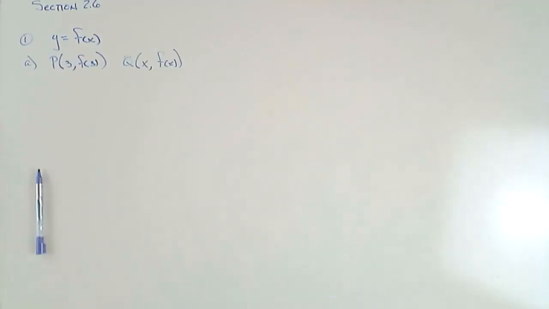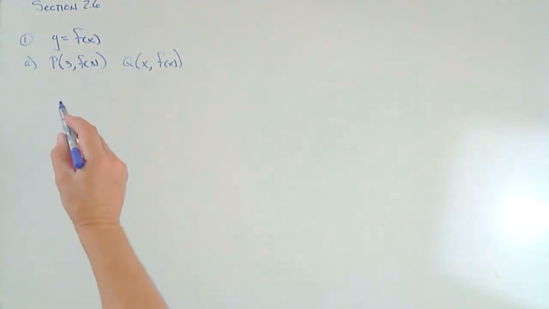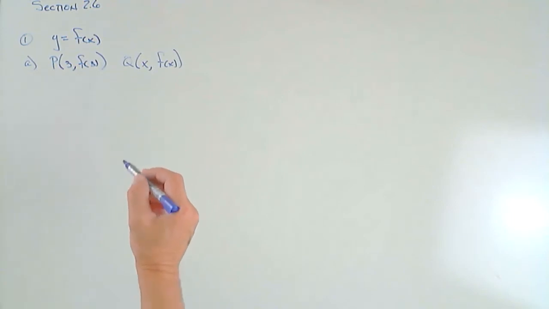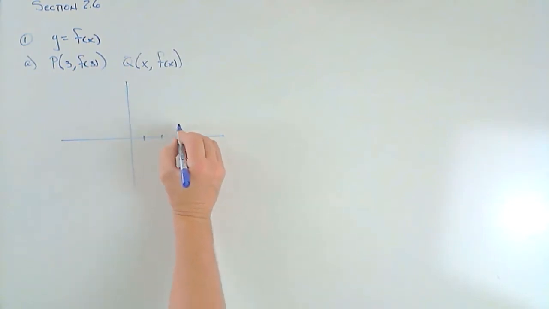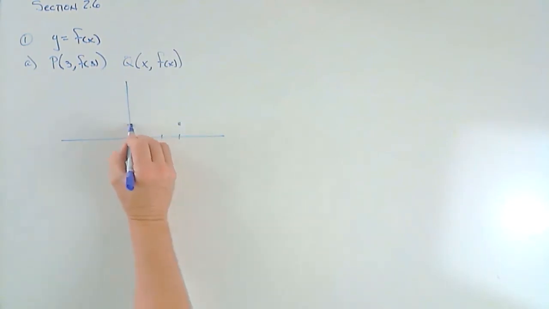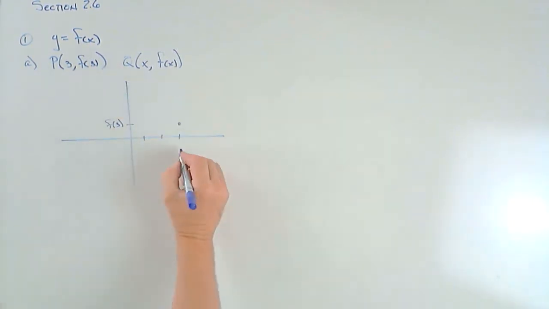Okay, this video will cover section 2.6. Problem number 1 asks us to find the slope of the secant line through the points (3, f(3)) and (x, f(x)). Now, we do not know f of x. So over here at 3, we're just going to pick a point and say that's f of 3. This point could be anywhere on the y-axis.